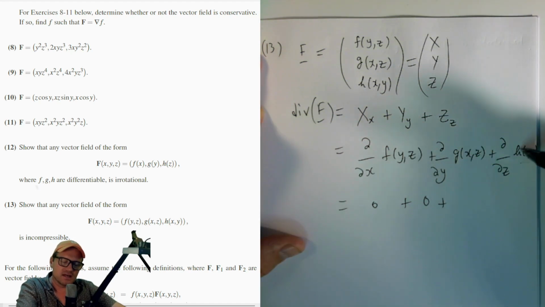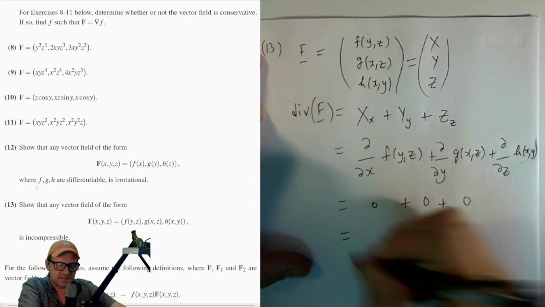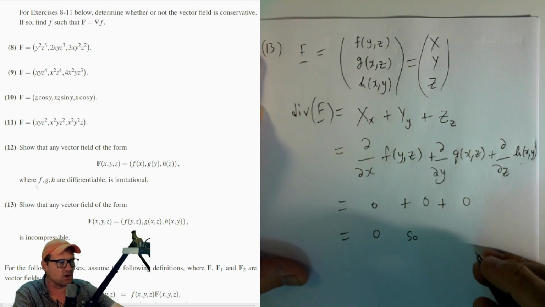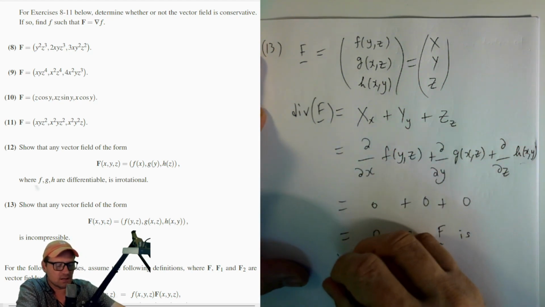And there's no z in this, so this derivative is 0. 0 plus 0 plus 0 is 0. So we see because div F is 0, F is incompressible.